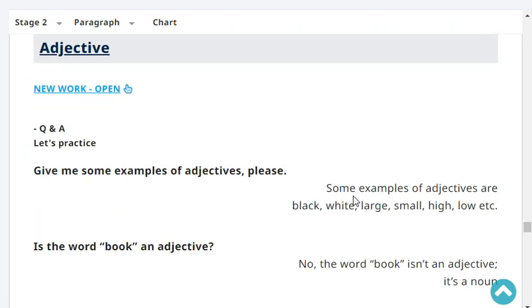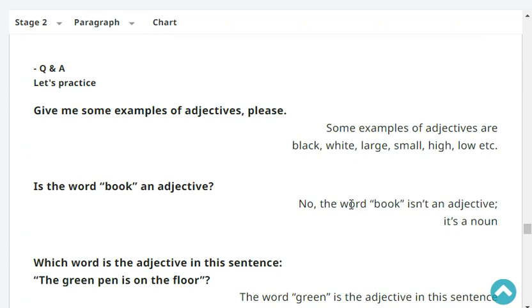Give me some examples of adjectives, please. Some examples of adjectives are black, old, white, large, green, small, etc. Right? Is the word book an adjective? No, the word book isn't an adjective. It's a noun.